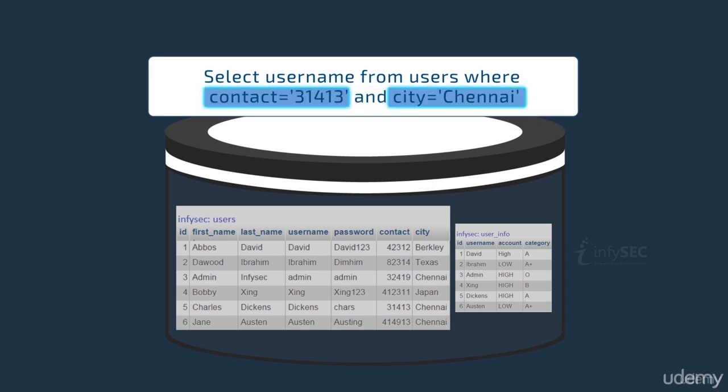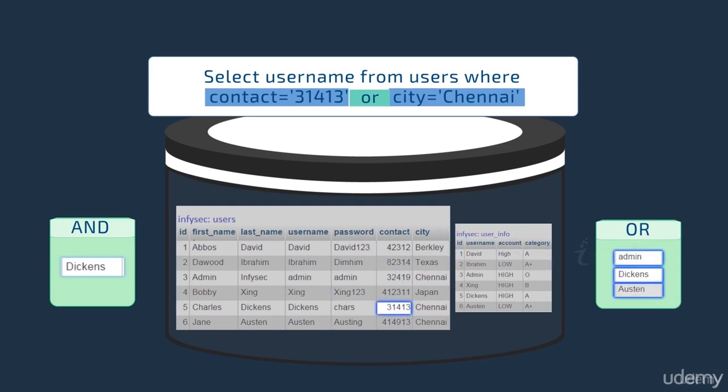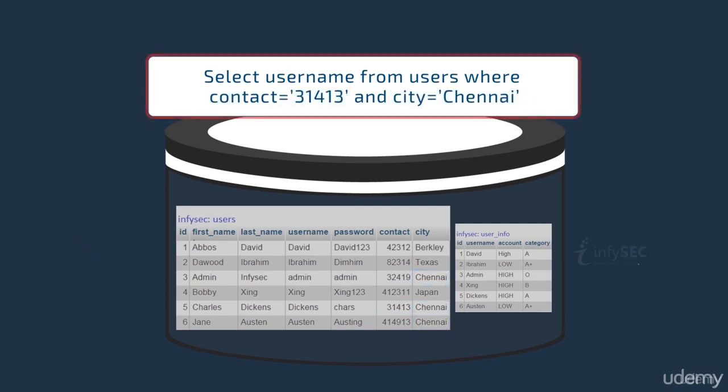AND operator fetches a record only when both the conditions in an SQL query are true. For example, when an AND operator is used in this select statement, it fetches records of users who have both the given contact number and the city as that of the user input. On the other hand, OR operator fetches a record if either the first condition or the second condition is true. In the same example, when an OR operator is used in this select statement, it fetches records of users who have either the given contact number or the city as that of the user input. This is how a select statement works.